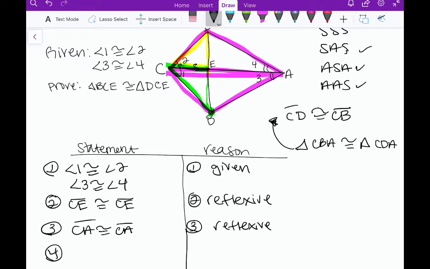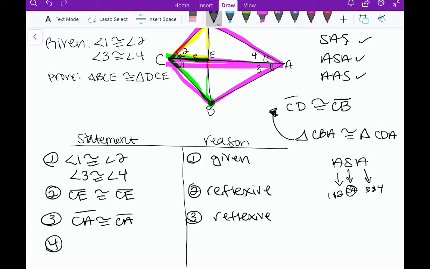So I'm going to use the angle 3 and 4, right? So I actually have 2 angles congruent. So now I have angle, side, angle. The first angle is 1 and 2. The side is the reflexive that we just talked about, and the other angle is 3 and 4. So again, that's angle, side, angle.